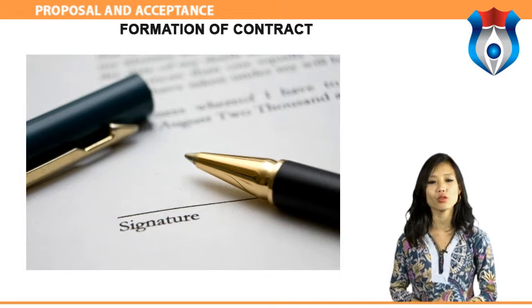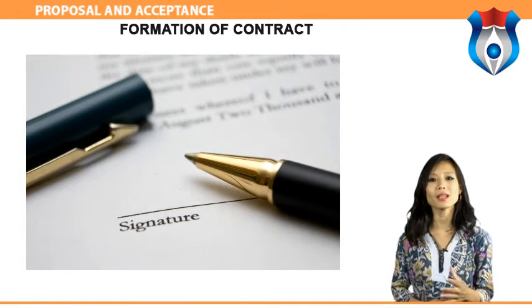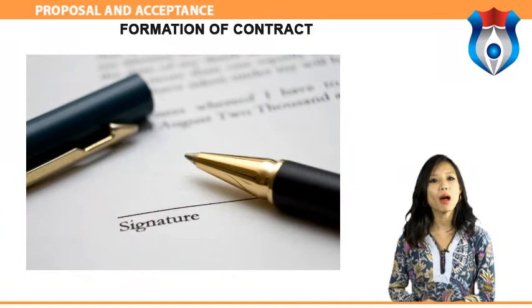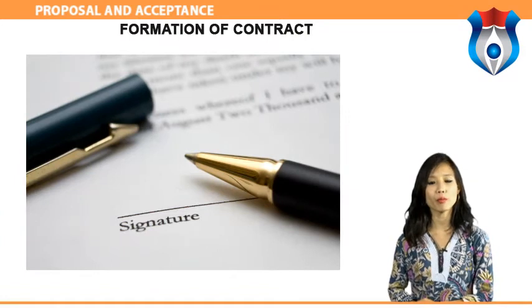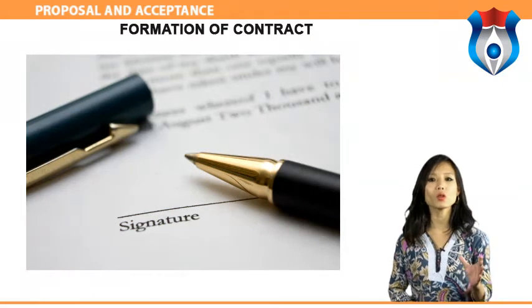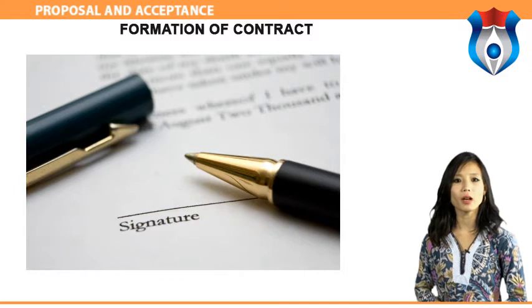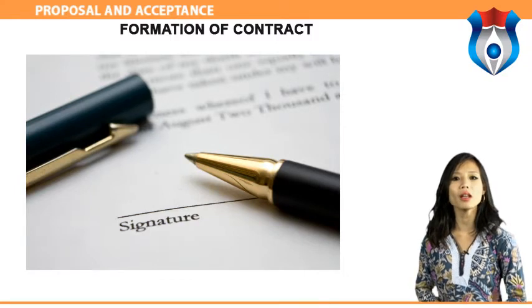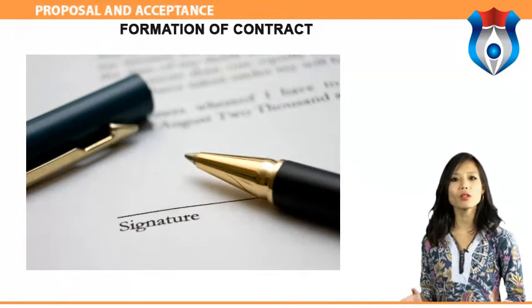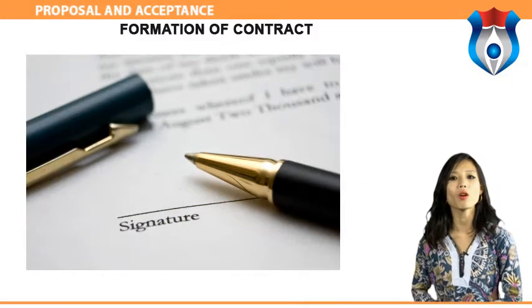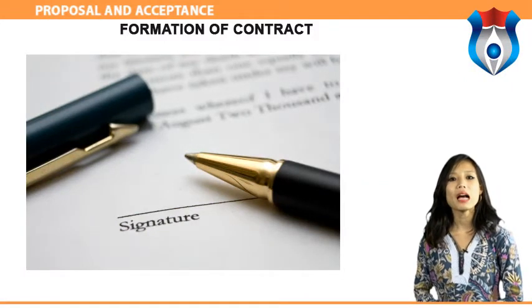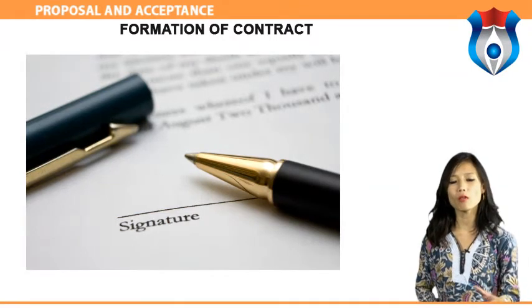The acceptance must be expressed in the usual or reasonable manner, Section 7, Clause 2. The offeree may express his acceptance by word of mouth, telephone, telegram, or by post. An offer may also be accepted by conduct. If the offeree does what the offerer wants him to do, there is acceptance of the offer by conduct. Mental acceptance or uncommunicated assent does not result in a contract. No contract is formed if the offeree remains silent and does nothing to show that he has accepted the offer. Acceptance cannot be implied from silence of the offeree.